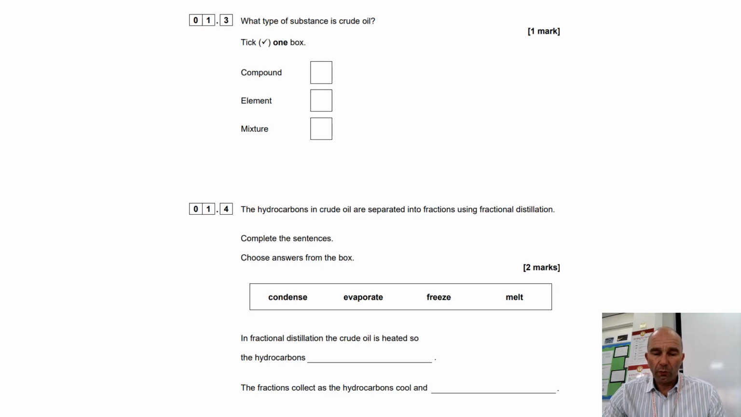Question 1.3, what type of substance is crude oil? Now, remember, it's a mixture of hydrocarbons. So there's only one real possible answer there.